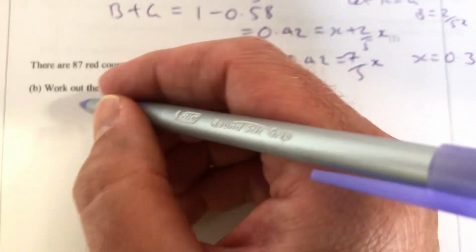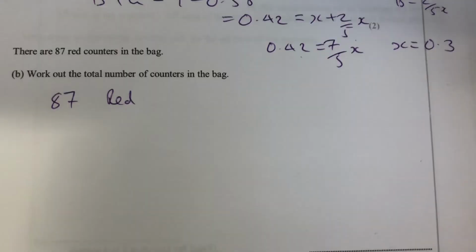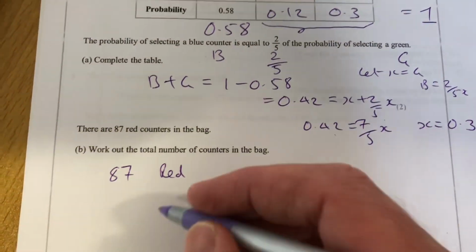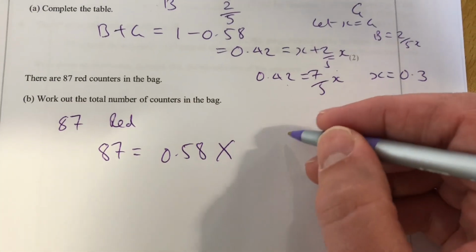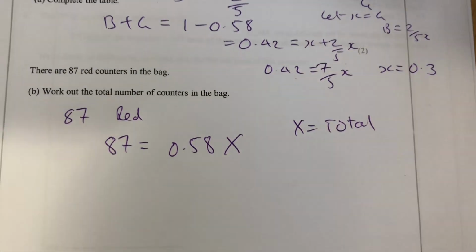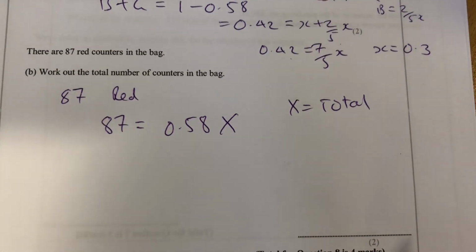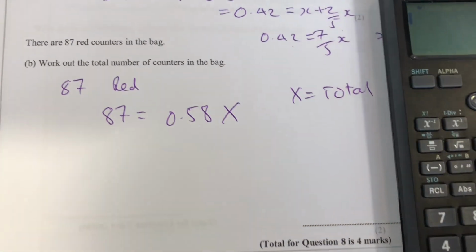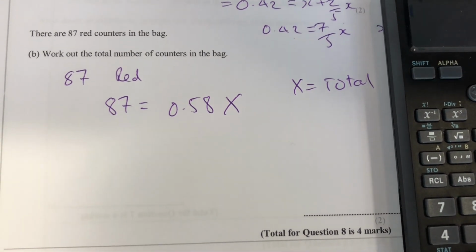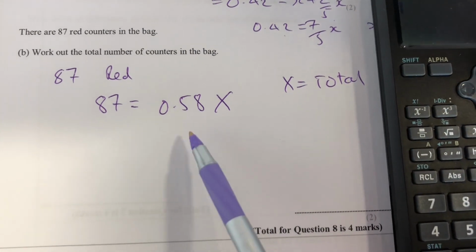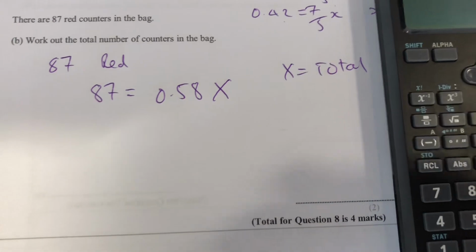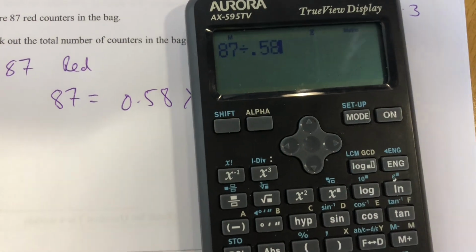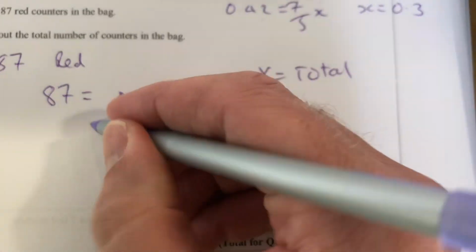And now it says there are 87 red counters in the bag, and we know from the table that 87 is 0.58, and I'll call it another x, where x is the total. So what do I have to do to solve for what that total is? So you find 58% of the total. We've got an equation, 0.58x. I'm just going to divide through by 0.58. So I'm going to do 87, it's a calculator paper, 87 divided by 0.58. And I get 150. So the total is 150.